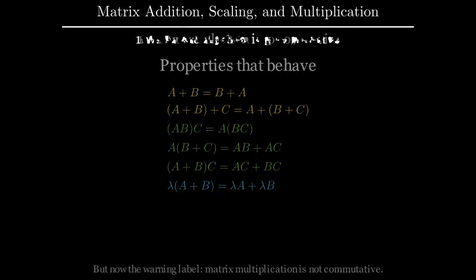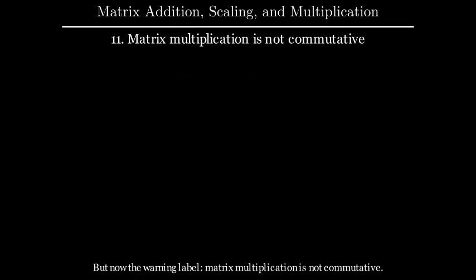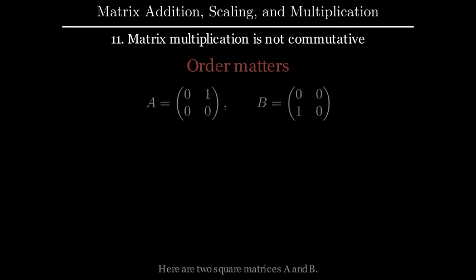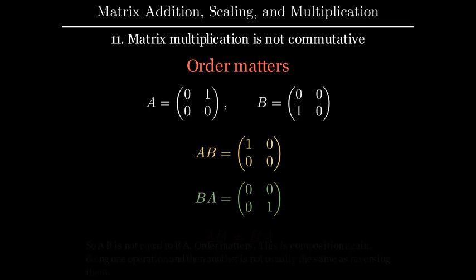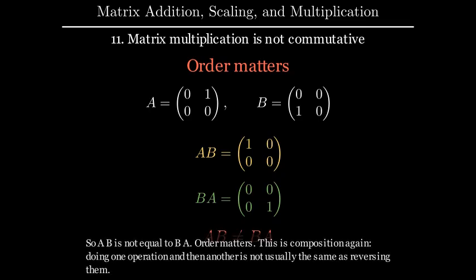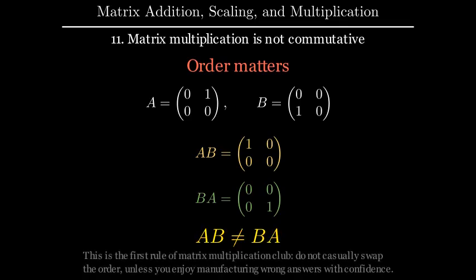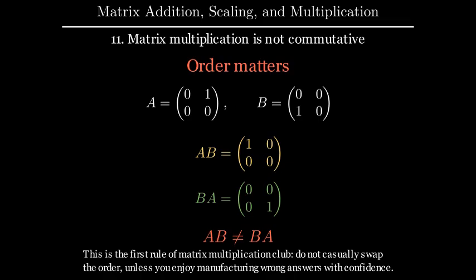But now the warning label: matrix multiplication is not commutative. Here are two square matrices A and B. Multiplying AB gives one matrix. Multiplying BA gives a different matrix. So AB is not equal to BA. Order matters. This is composition again. Doing one operation and then another is not usually the same as reversing them. This is the first rule of matrix multiplication club. Do not casually swap the order, unless you enjoy manufacturing wrong answers with confidence.